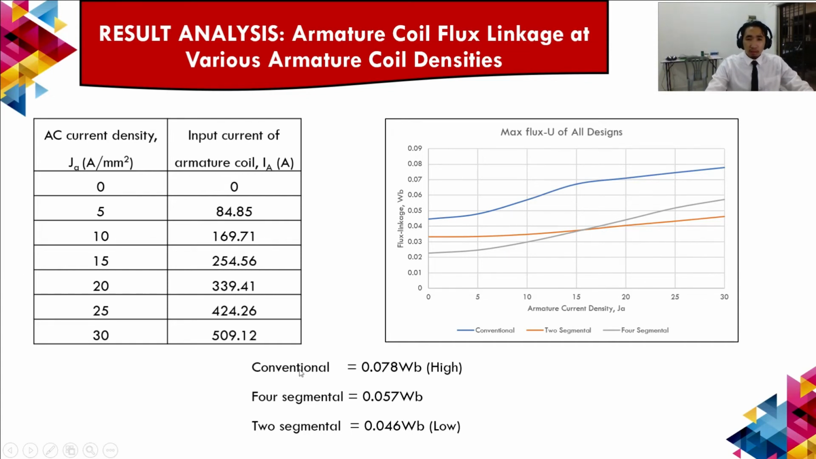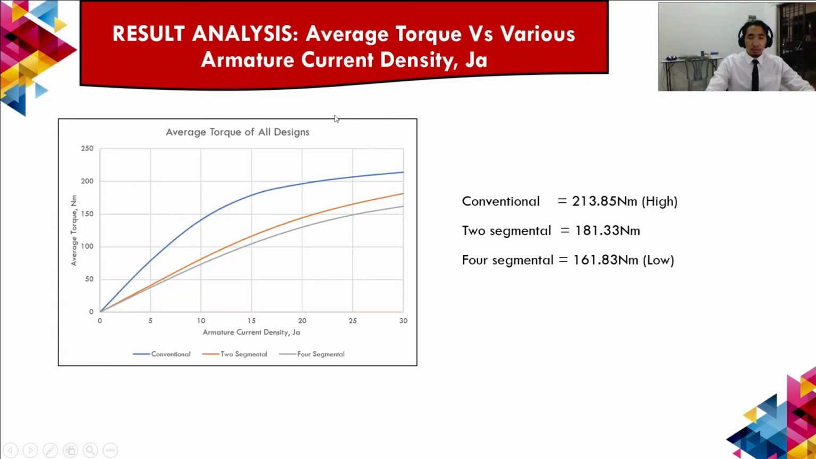As you can see, the conventional has the highest maximum flux linkage at a value of JA30, 0.078 Weber, and the lowest is the 2 segmented stator flux switching permanent magnet at 0.046 Weber. We can get the average torque versus various armature current densities. The conventional has more average torque, with a value of 213.85 Newton meter, and the lowest is the 4 segmented stator, with a value of 161.83 Newton meter. So we can conclude here that the more average torque you have, the slower the motor will be.